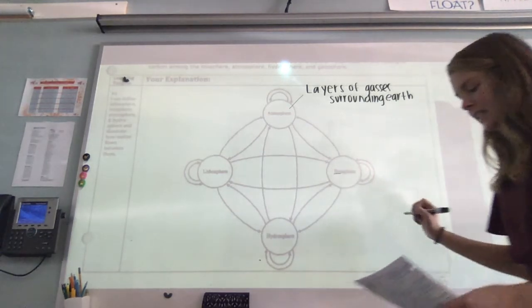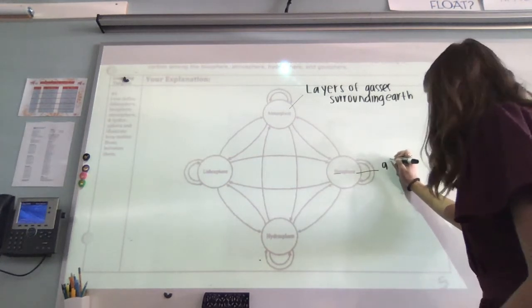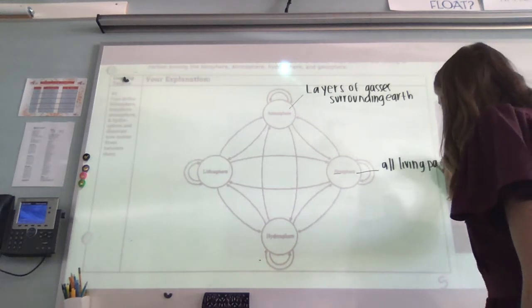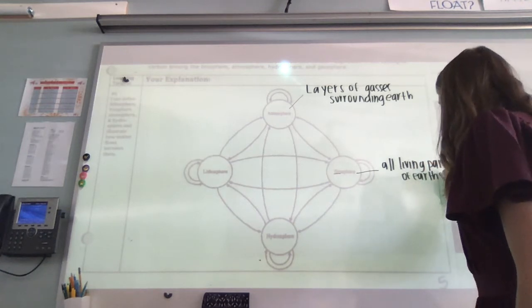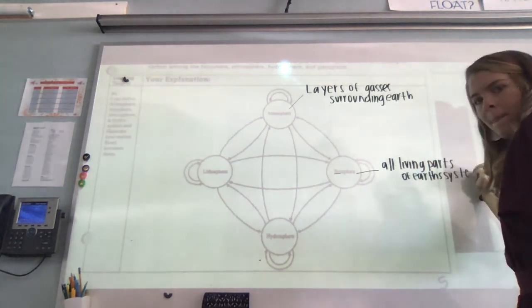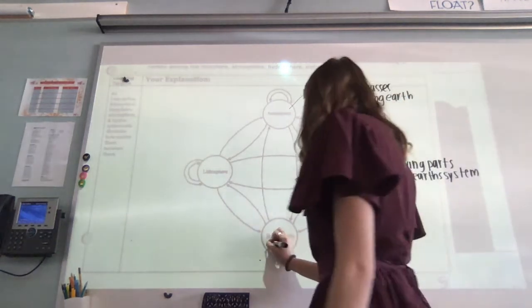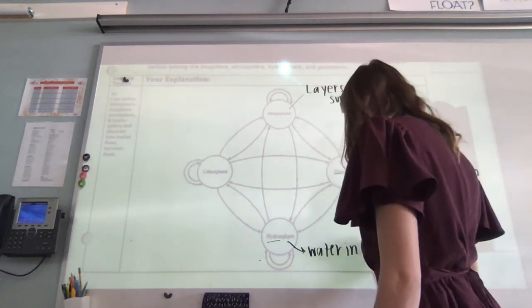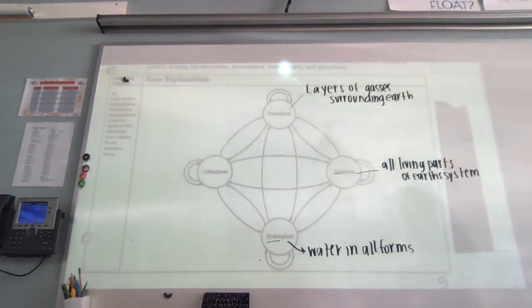Biosphere, bio means life. So biosphere is all the living parts of Earth's system. Hydrosphere, we know that the prefix hydro means water, so this is water in all its forms. And lithosphere is the hardest one.